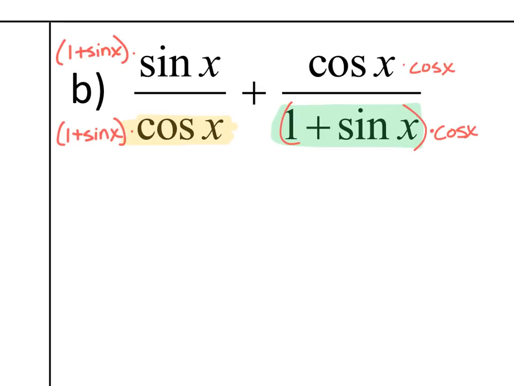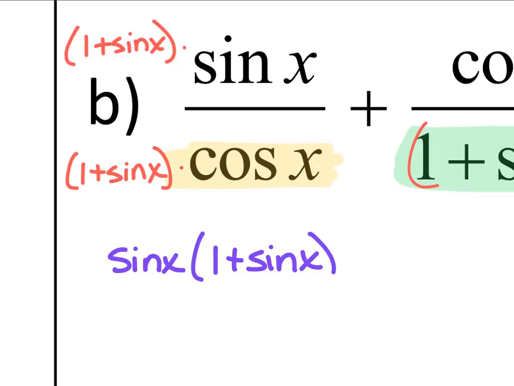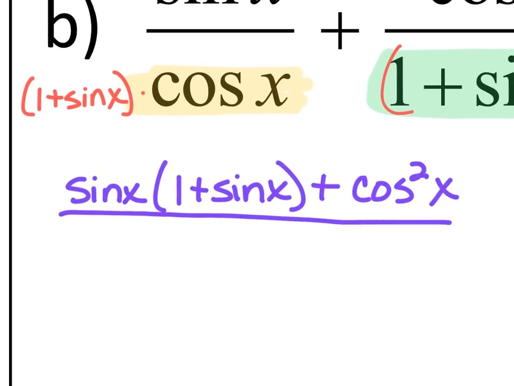Now I'm going to write out the whole numerator without distributing first, just to see how it lays itself out. And so that's going to be sine of x times 1 plus sine of x plus, and then in the second fraction I multiplied cosine times cosine, and so that'll be cosine squared of x. And my common denominator in this fraction is cosine of x times 1 plus sine of x.